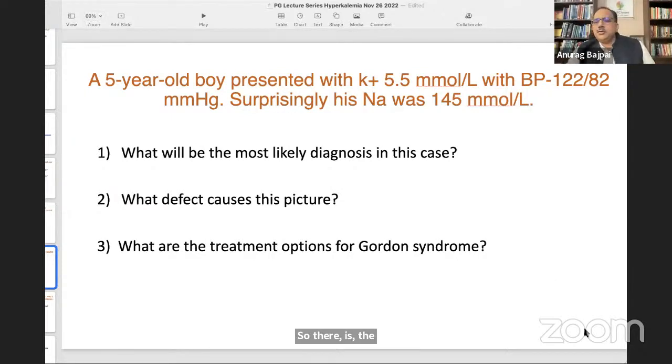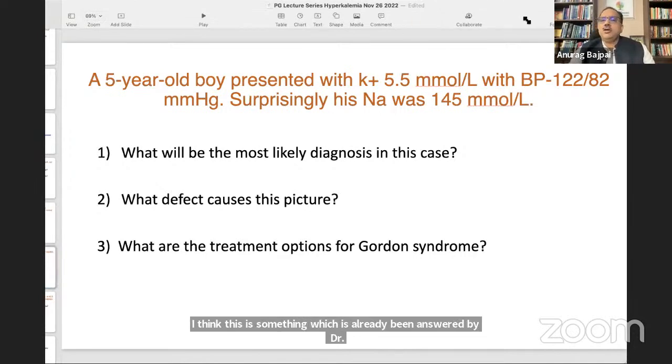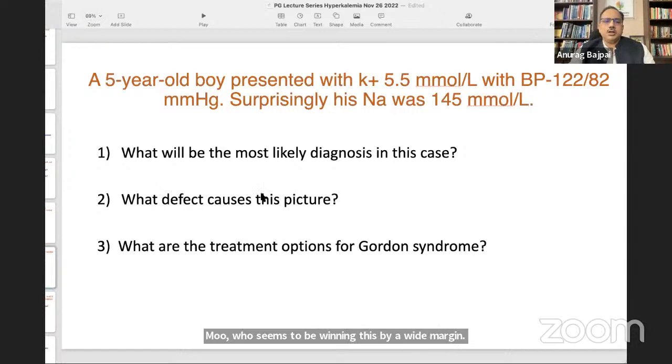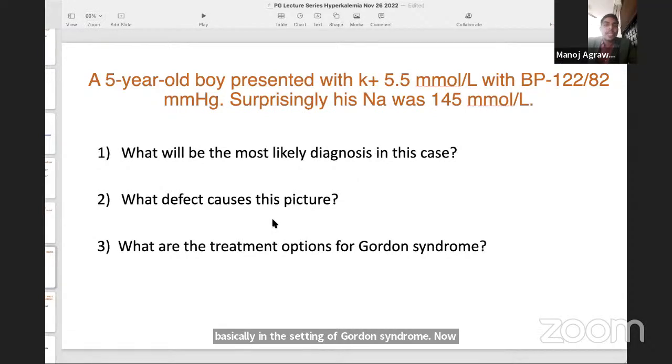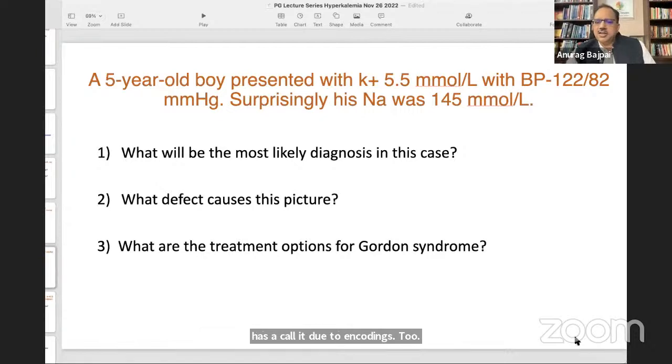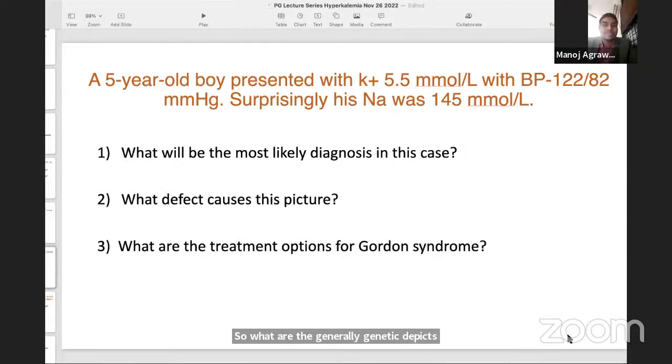I think this has already been answered by Dr. Muthu, who seems to be winning this by a wide margin. Gordon syndrome: hypernatremia, hyperkalemia. Clearly, we are talking about a scenario in the setting of Gordon syndrome. Now, which is the genetic defect that Dr. Manoj is asking about? The question is, what defect can cause this kind of picture? So what are the genetic defects in Gordon syndrome? It is the molecular channel which is affected. Dr. Rajesh is also mentioning Gordon.